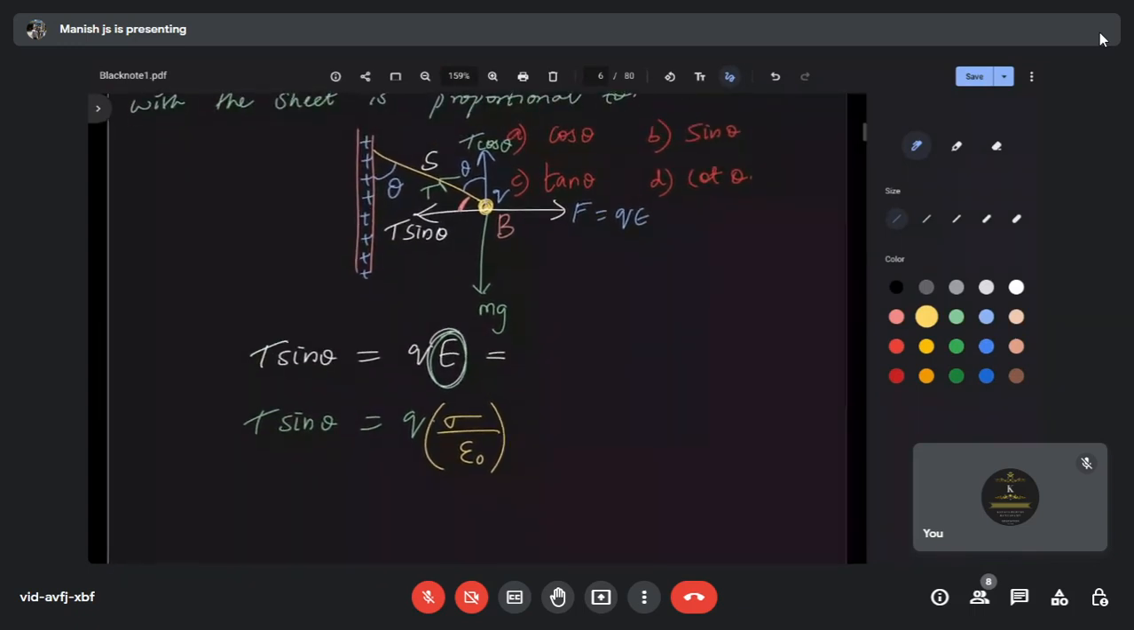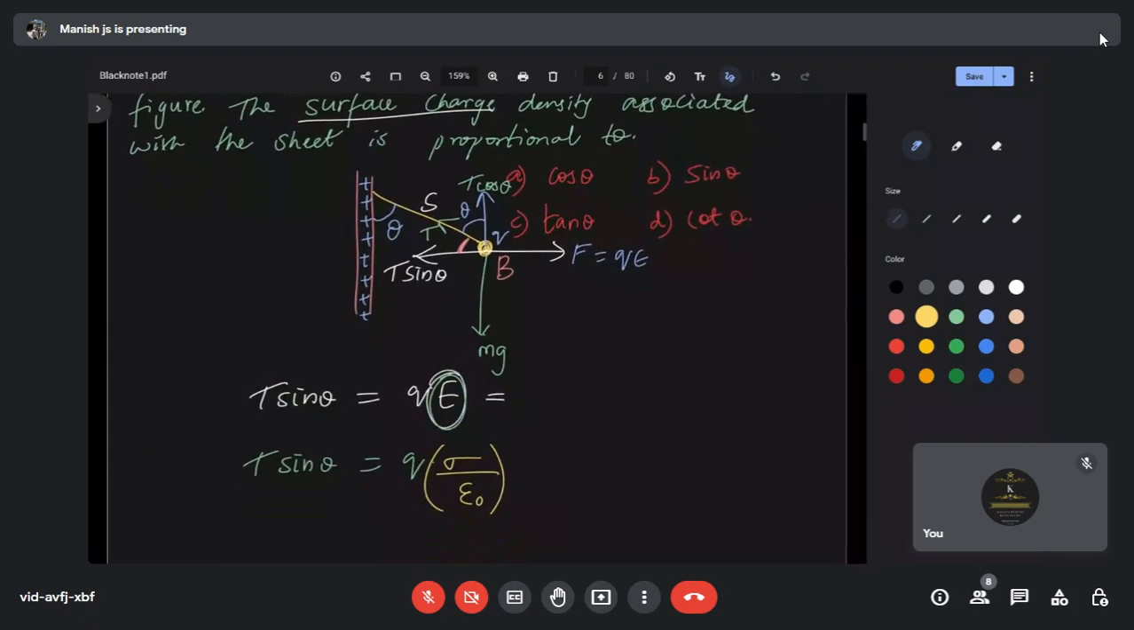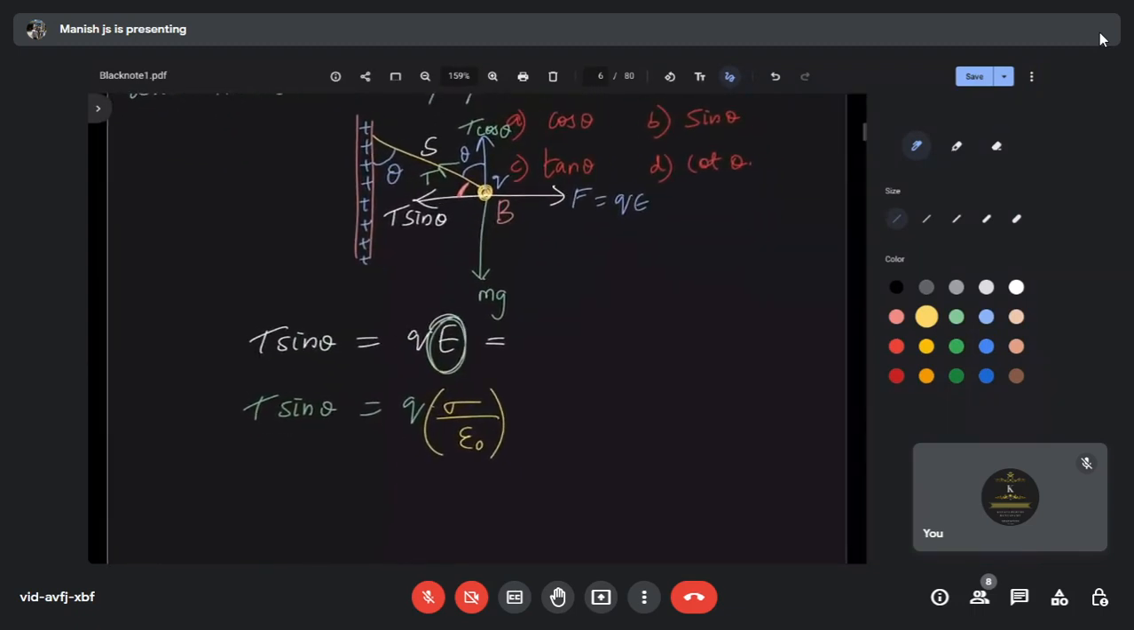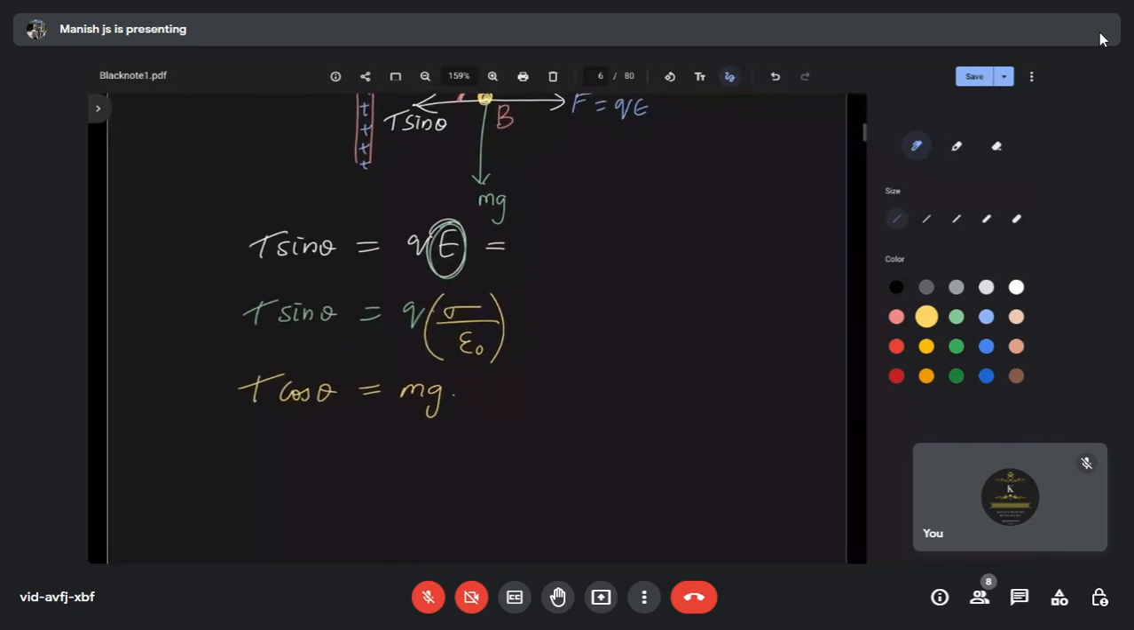Okay, so we have finished the horizontal part. In the same way, in the vertical component, T cos theta is balanced by mg. I am writing this because I want to eliminate T. We do not know T, so we have to eliminate it, and that is why we also consider the vertical component. Mark this as equation 1 and the second one as equation 2.